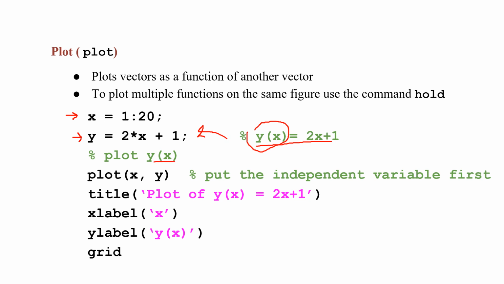Now to plot y as a function of x, like I said earlier, we have to have two vectors, x and y. Always remember to put the independent variable first. In our case, it's x. Y depends on x because it has x in it in the expression. So we put y afterwards. We call plot x comma y. This will plot y as a function of x.